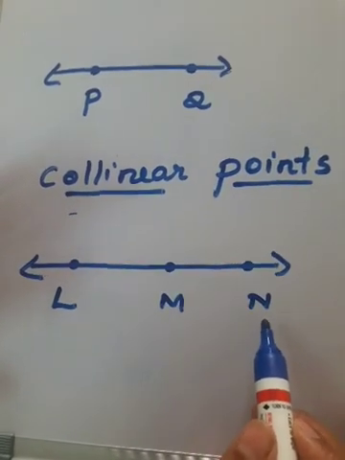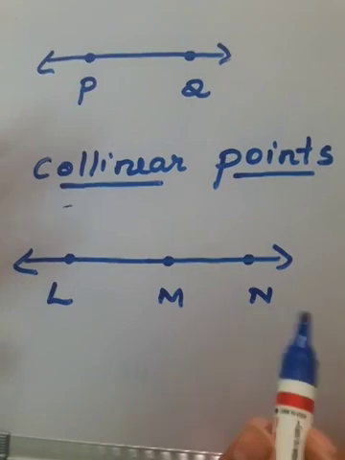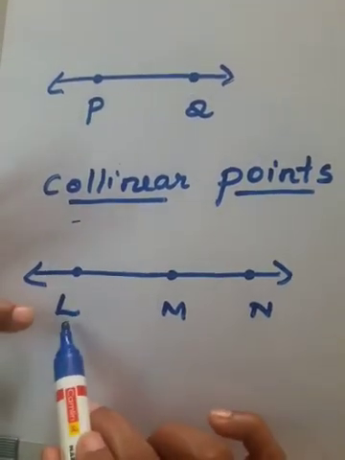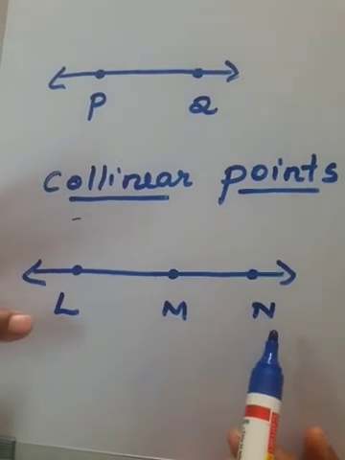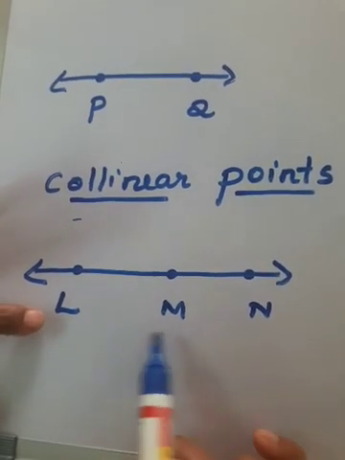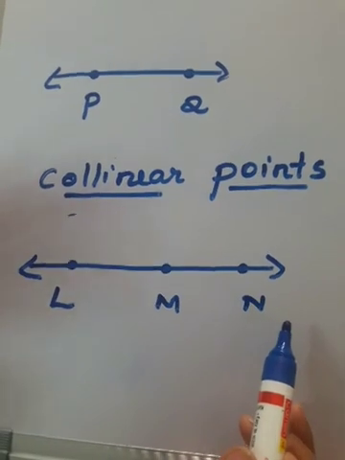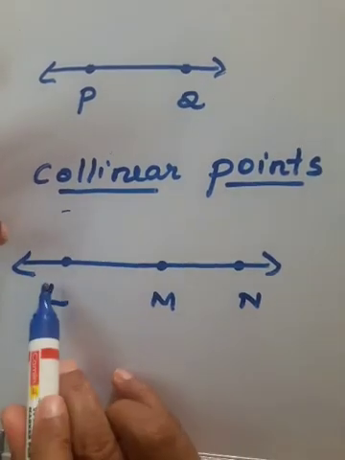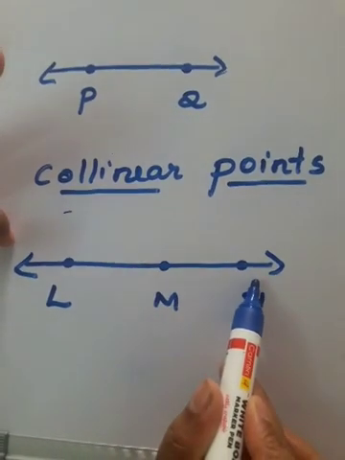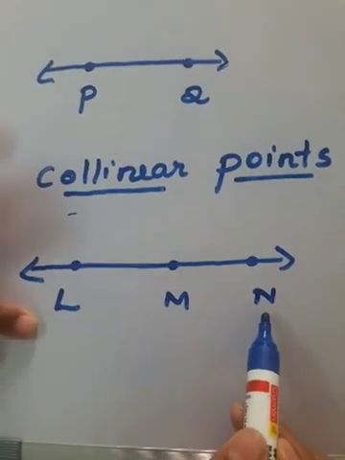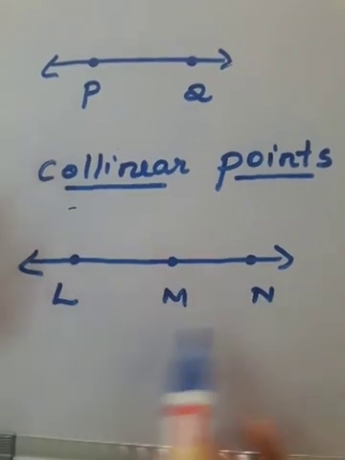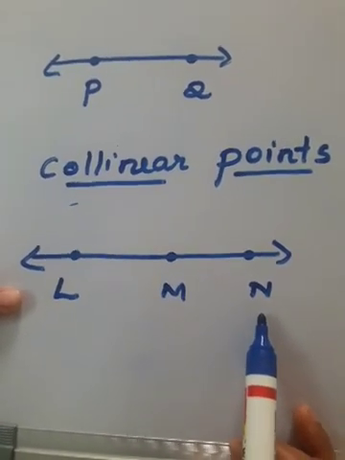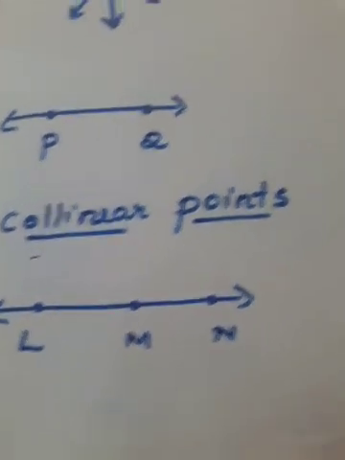Why are they said to be collinear points? Because here a single line can be drawn that passes through all the 3 given points. So that is why they are said to be collinear points. Or you can say that 3 or more points which lie on the same line are said to be collinear points. Okay, which are the collinear points here? Point L, point M and point N. Now let's see what are non-collinear points.